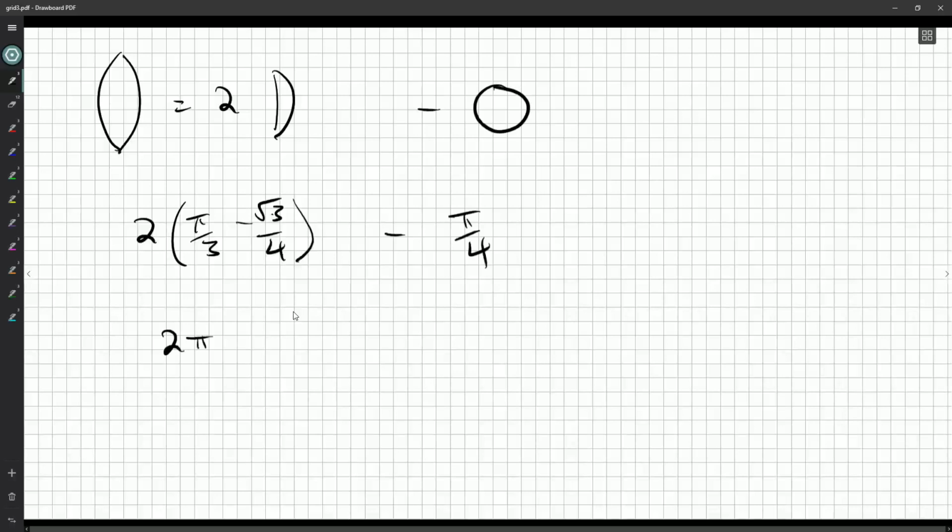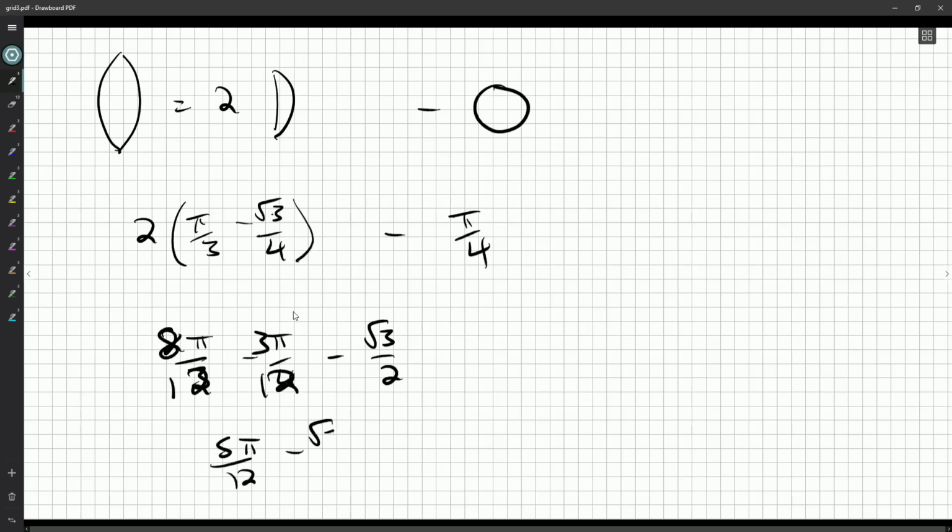So we're going to get 2 pi by 3 minus a pi by 4 minus root 3 over 2. We can simplify this, get a 12 down here and an 8 up here. A 12 down here and a 3 up here. So 5 pi by 12 minus root 3 over 2 is our final answer.